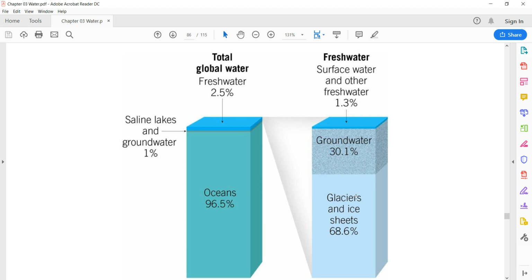Again, out of this 2.5% freshwater reservoir, 68.6% is trapped in glaciers and ice, and the remaining 30.1% is in groundwater, and then there is a very small percent, 1.3%, something that we see in rivers, streams, lakes, or ponds on the surface. So that's how you know that groundwater is the most dominant reservoir of fresh water, which is easily available to us.